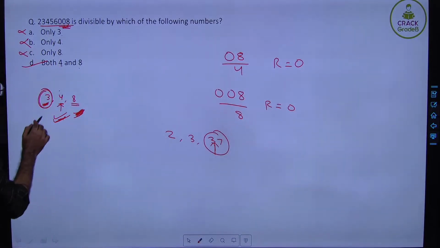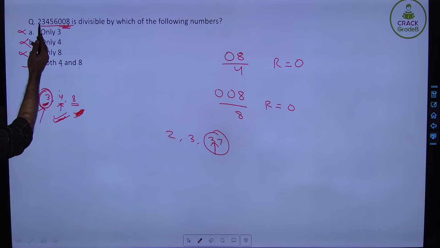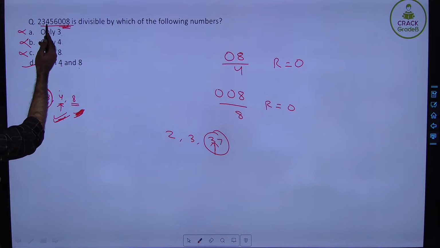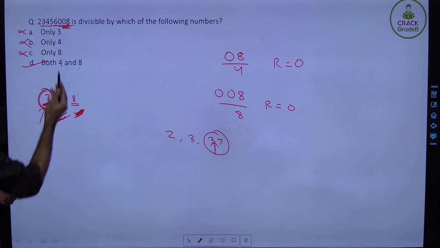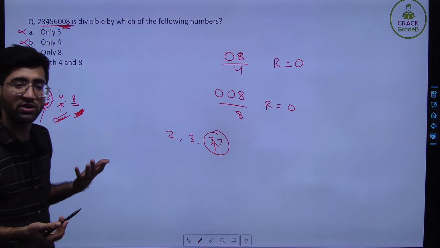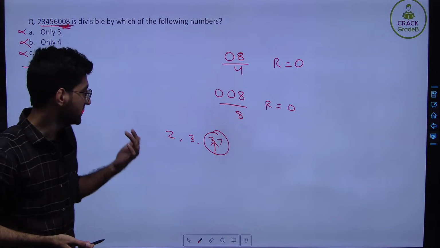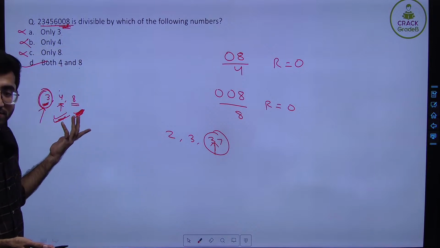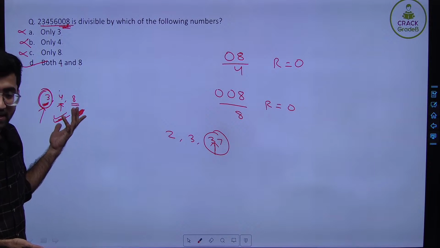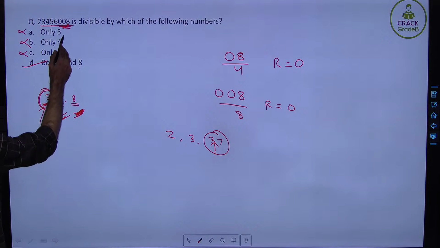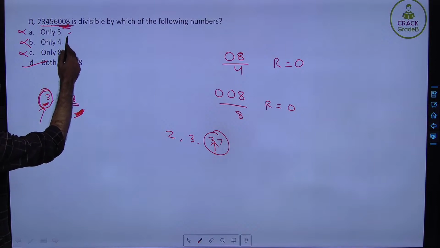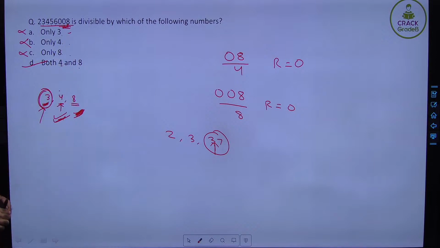So see, okay, if you want to check about 3, you can add the digits: 2, 3, 5, 5, 4, 9, 9, 5, 14, 14, 6, 20, and then plus 28. 28 is not divisible by 3, right? So obviously this number is not divisible by 3, right? See, even if you start solving this question by checking the divisibility rule of 3, still you will have to check about 4 and 8 both, right? By checking 3, you will only be able to eliminate this option.